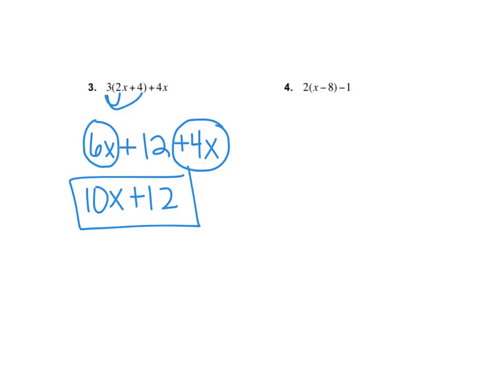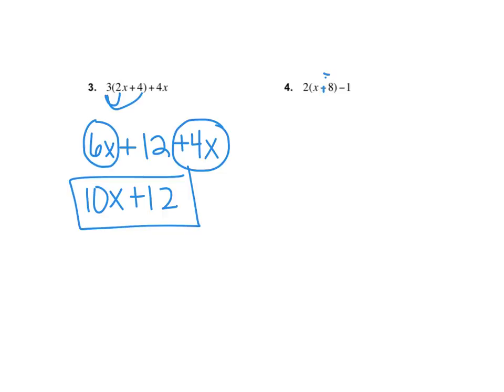All right, so now that's simplified as far as it can go because you cannot take the 10x and the 12 and combine them. The same thing goes for number 4. We're going to be distributing. Let's remember that this is actually a negative 8. If you want to rewrite that as a plus a negative, you can do that. We'll do that in this one: plus a negative 8.